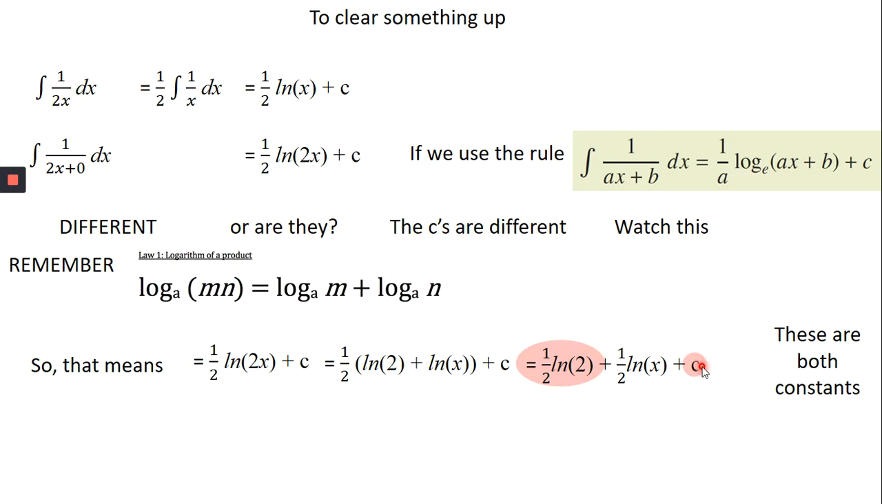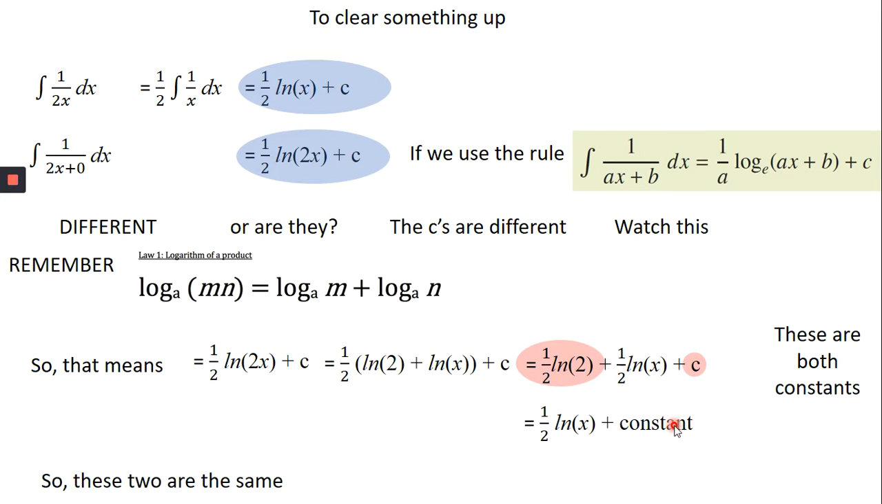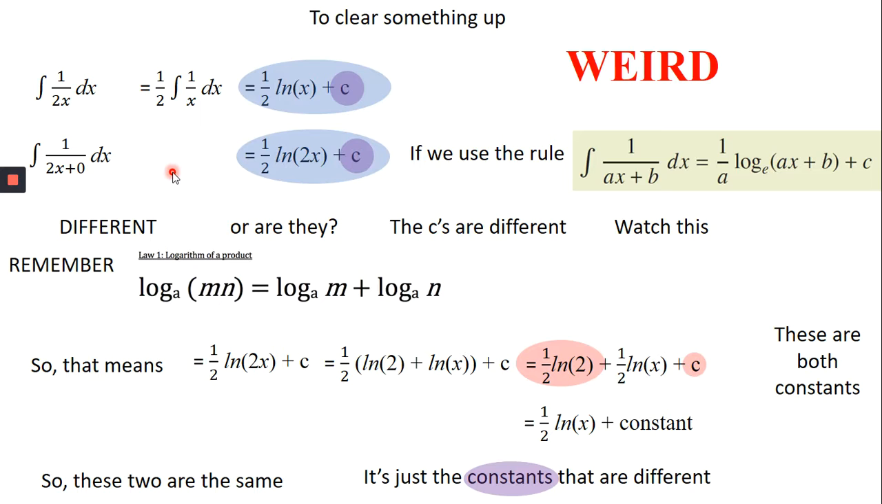And that's a constant, and that's a constant, isn't it? Because there's no variable in there. So they're both constants. So really, it's a half ln x plus a constant, which is what I mentioned before. But these two are the same. It's just the constants are different. So you're going to get some weird things happening. So when you come across that, that's what's happening.